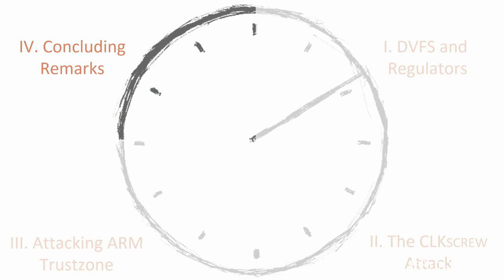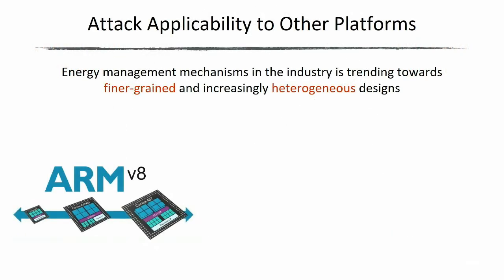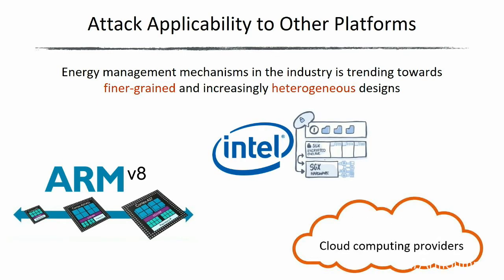And next, we want to round up the talk with some thoughts on the applicability of this on other platforms and possible defenses. So the industry is definitely trending towards finer grain and increasingly heterogeneous designs. As a result, we're going to see designs which give software more control over energy management. We probably see this on the 64-bit ARM architecture, the newer Intel processors, and in fact, some of the cloud computing providers are even giving the VM guests more power and more control over the power management mechanisms. Thinking about all these security ramifications of these designs is certainly warranted here.